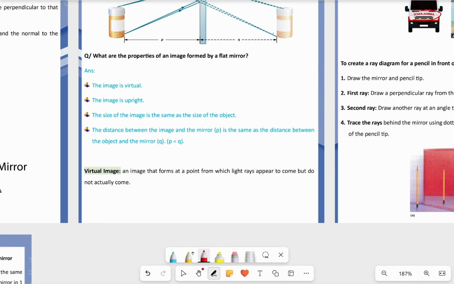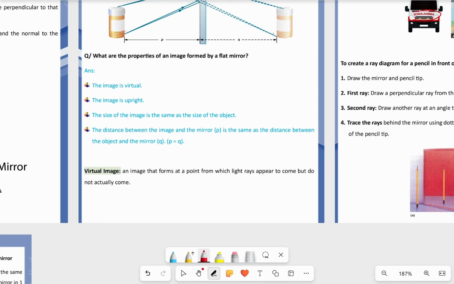The flat mirror is basically the mirror that you use on a daily basis to see yourself. It has some properties. The first one is that the image that you see is virtual. It's not real. What does virtual mean? Virtual means that an image is formed where light rays seem to come from that image, but they actually don't. This is what's called a virtual image.